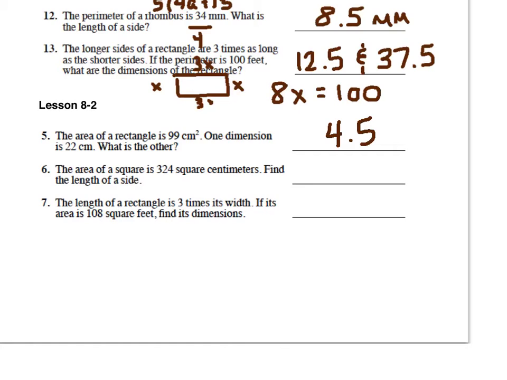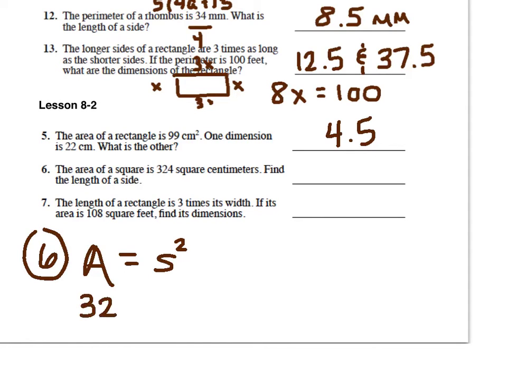For number 6, the area of a square is 324 square centimeters. What's the length of a side? For the area of a square, area equals s squared because length and width are the same. If the area is 324, that equals s squared, and we square root 324 to get our answer. The square root of 324 is 18.